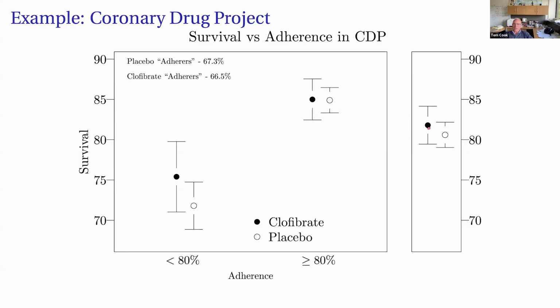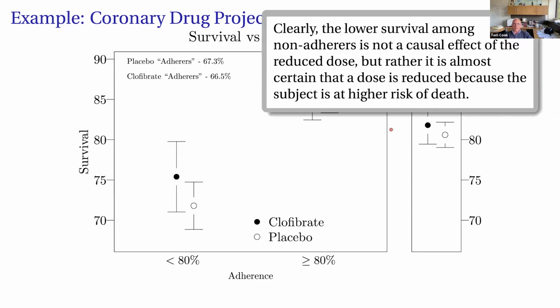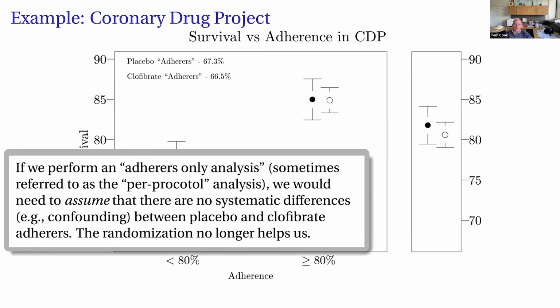If we look at the ITT analysis, the difference between the treatment arms is essentially 0. So clearly the lower survival among the non-adherers is not a causal effect, rather it's almost certain that the reduced dose is because the subjects are at higher risk.